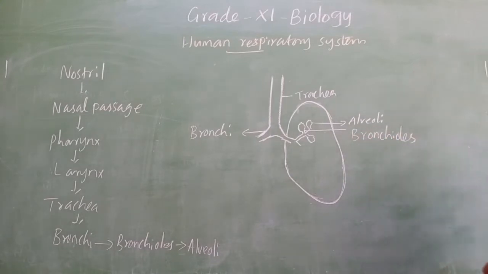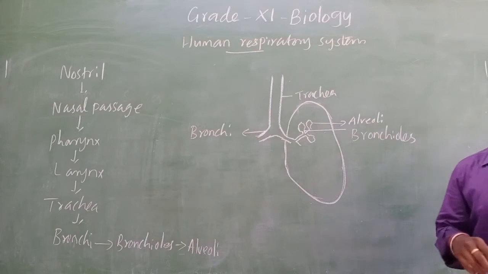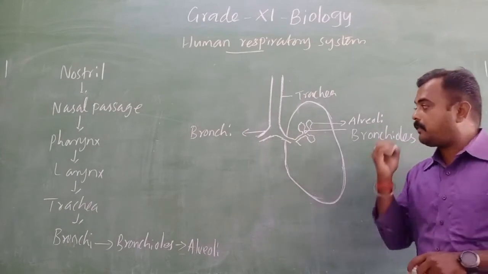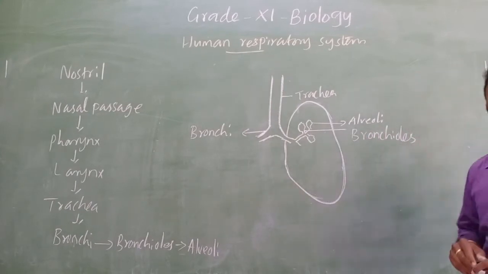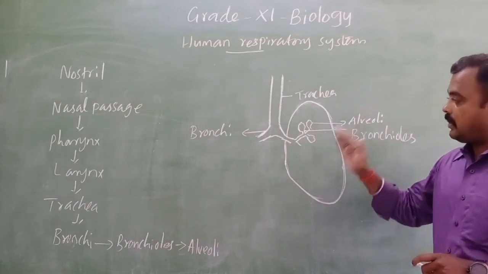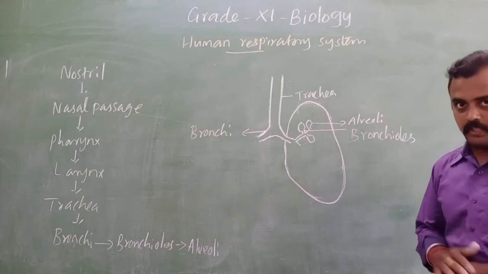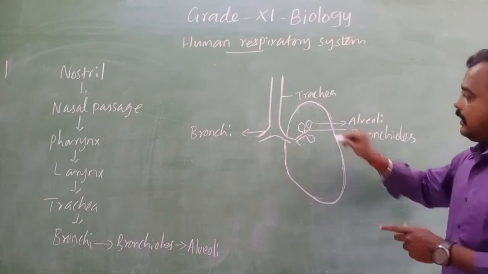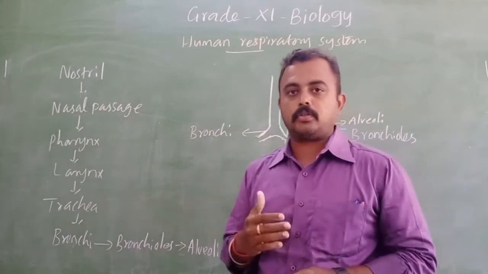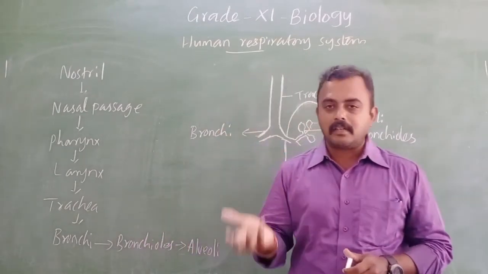So bronchioles consist of a number of alveoli, many alveoli. That alveoli are connected with blood vessels, so then only the blood contacts the alveoli. What happens here is diffusion. The alveoli give oxygen to the blood, then it is carried to the tissues. The tissues use that oxygen and release carbon dioxide.